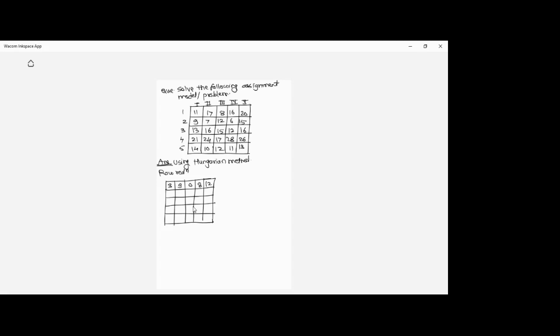Next, in the next row we have 6 as the minimum value. So 9 minus 6 is 3. 7 minus 6 is 1. 12 minus 6 is 6. 6 minus 6 is 0. 15 minus 6 is 9.